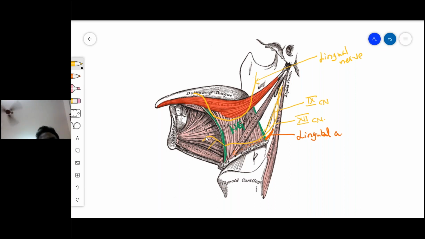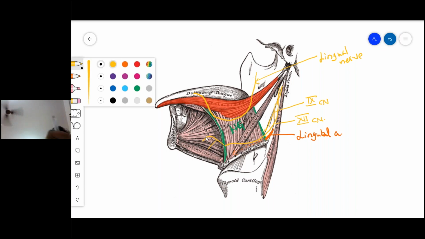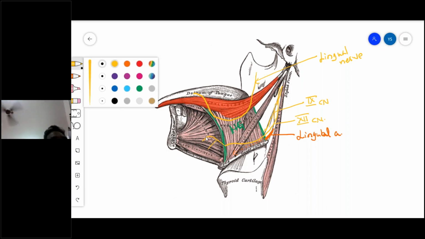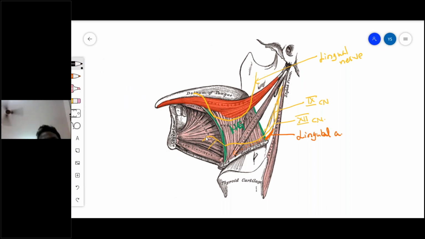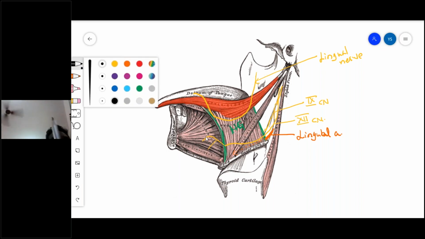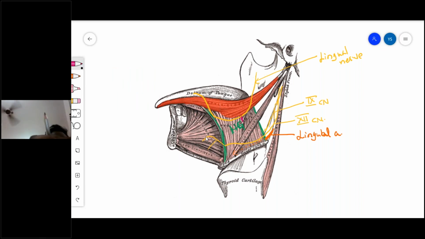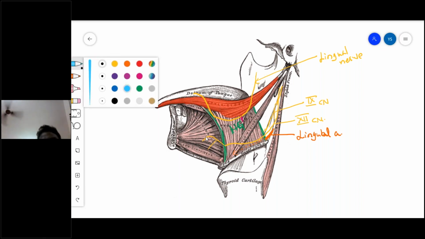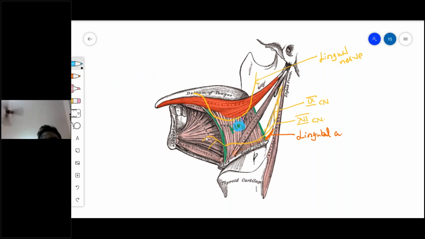There is another one I draw. From the lingual nerve, one parasympathetic ganglion is suspended in this area. What is that ganglion? Can you guess? Submandibular. Very good. That is the submandibular ganglion. I use another color for the submandibular ganglion, like this.